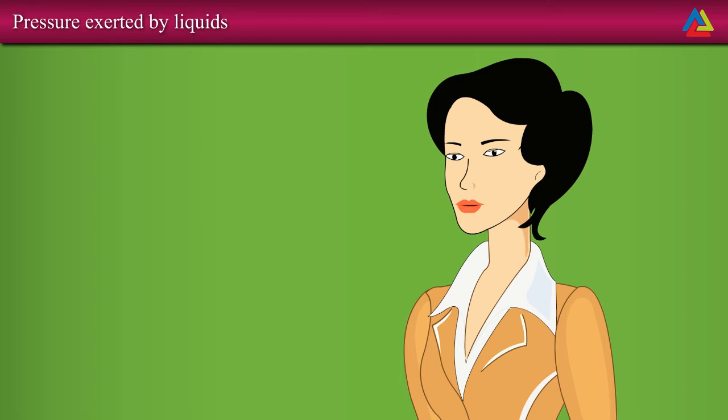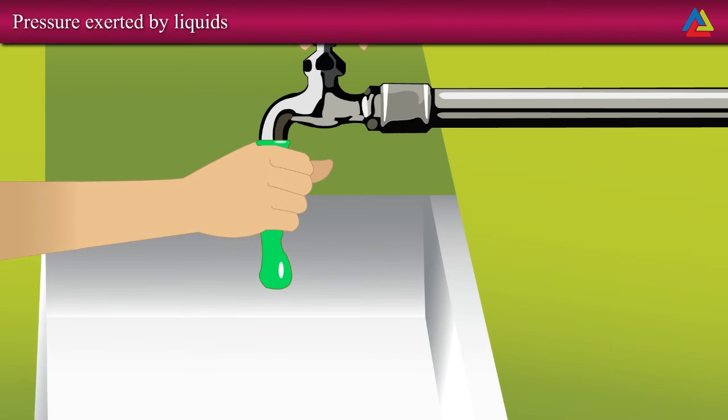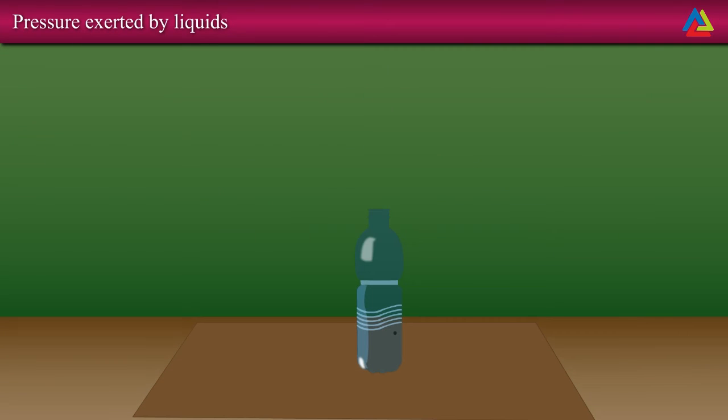Pressure on the walls of the container. When we fix a rubber balloon to the outlet of the tap and run the water, what do we observe? The balloon gets inflated. Yes, the water causes pressure on the walls of the balloon. Hence, it gets inflated.